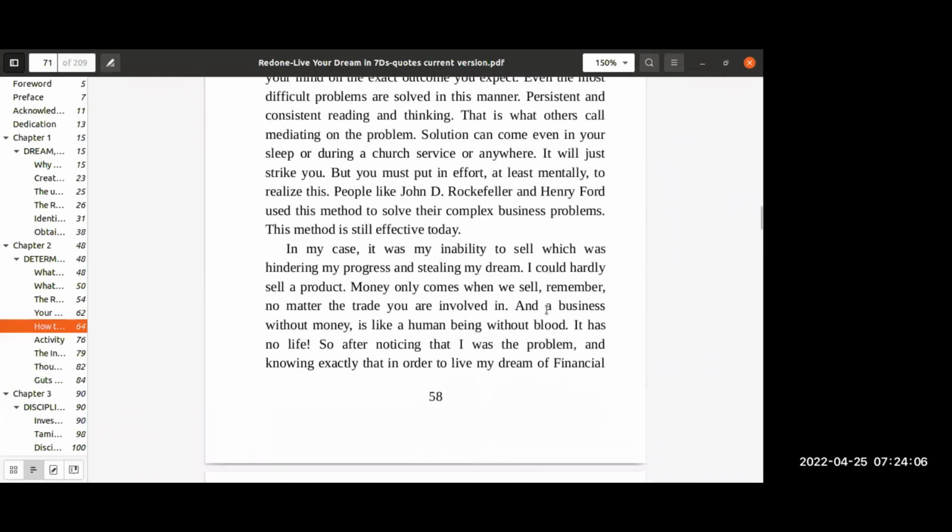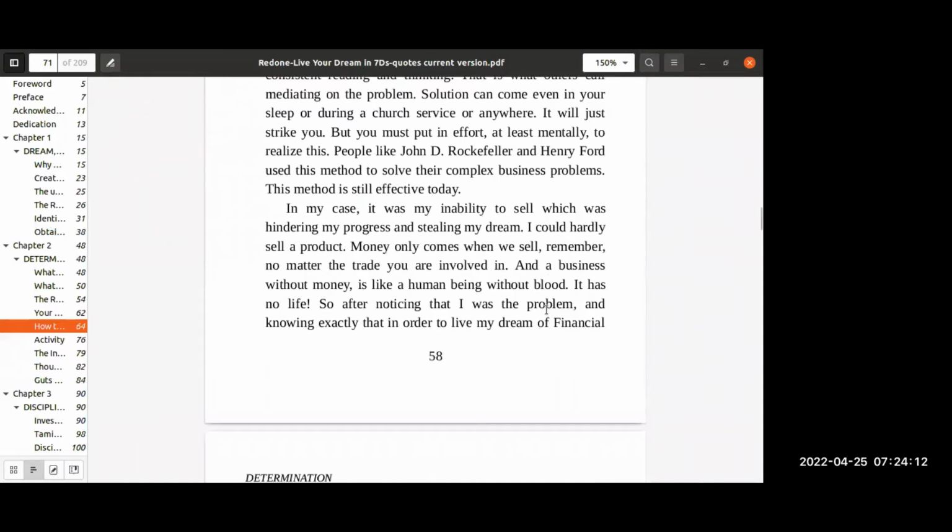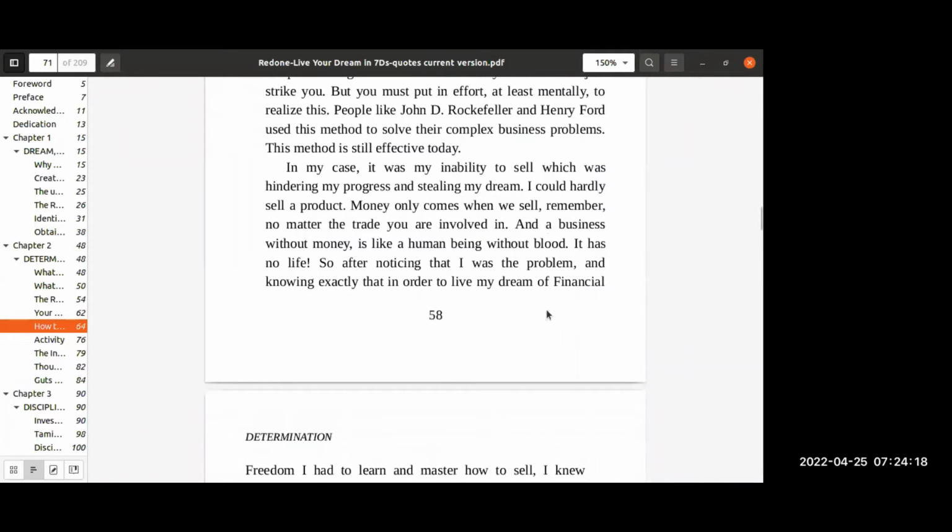In my case, it was my inability to sell which was hindering my progress and stealing my dream. I could hardly sell a product. Money only comes when we sell. Remember, no matter the trade you are involved in, a business without money is like a human being without blood.